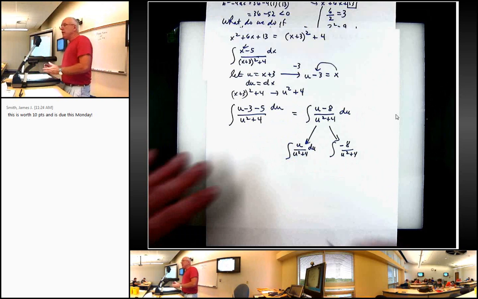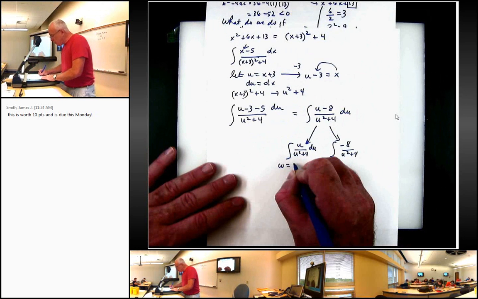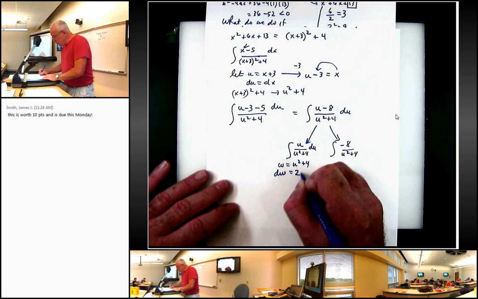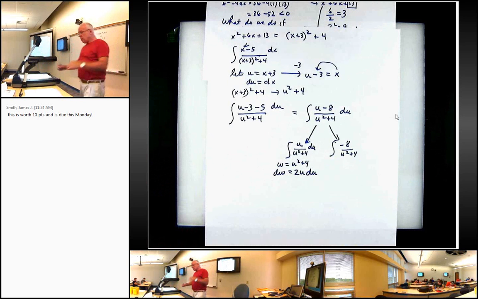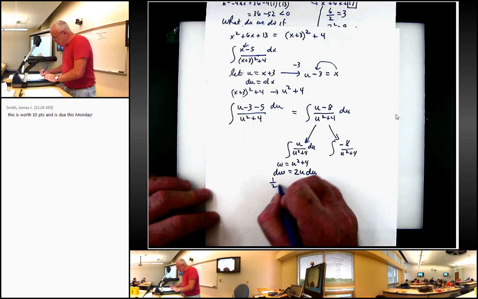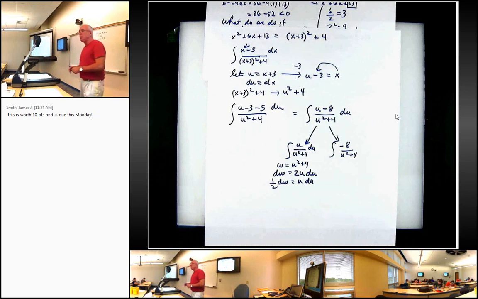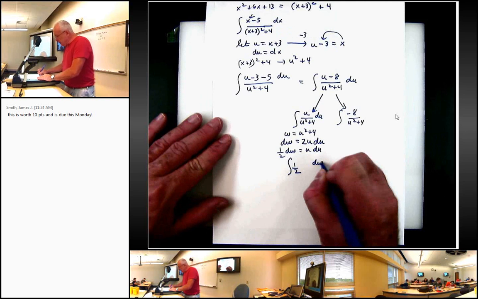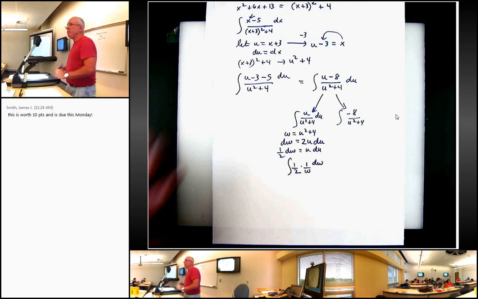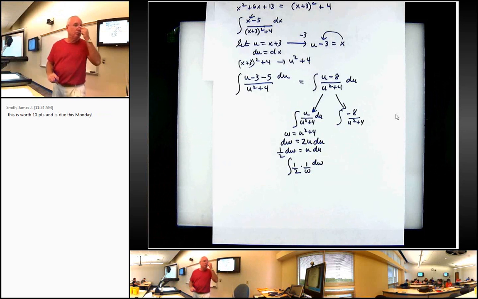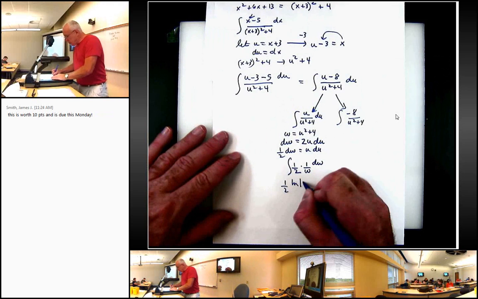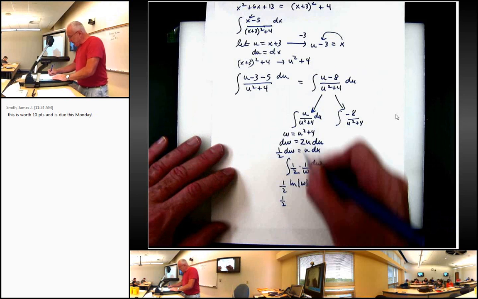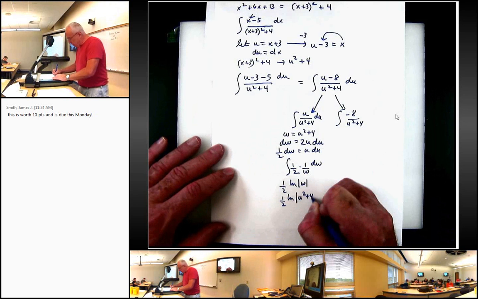Now, unfortunately, I've run out of letters here, but not really. Let me let w equal u squared plus 4. I'm just doing another substitution. Then dw is equal to 2u du. So this u du up here can, if I divide by 2, my u du will be replaced by 1/2 dw. So this whole integral then will become 1/2 dw times, in the middle, 1 over w. And I'll have a natural log. So it's 1/2 the natural log of absolute value of w. And, well, what is that? Back substitute, that's 1/2 the natural log of u squared plus 4.